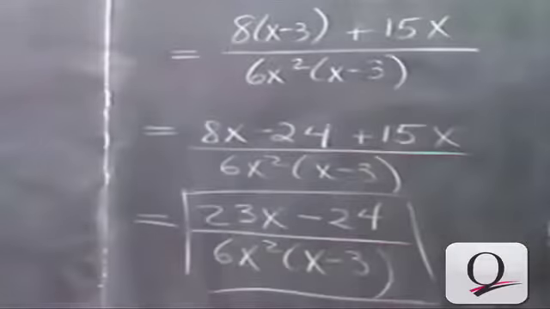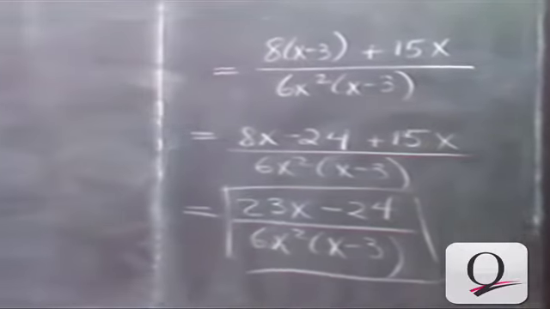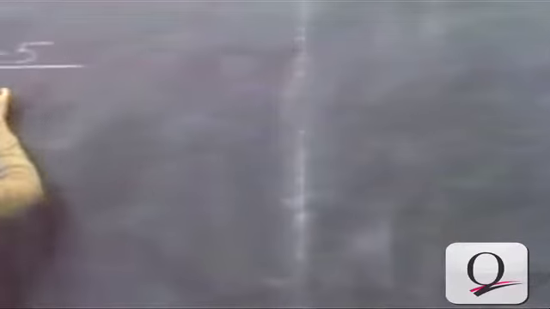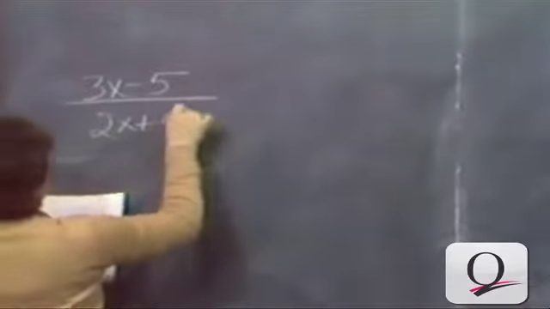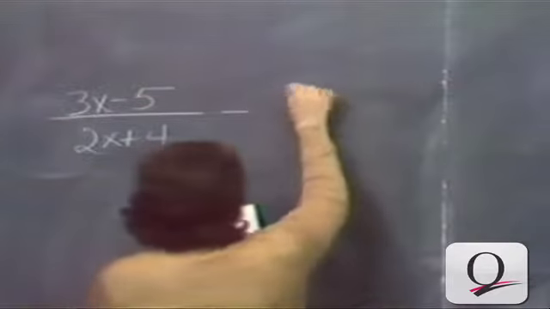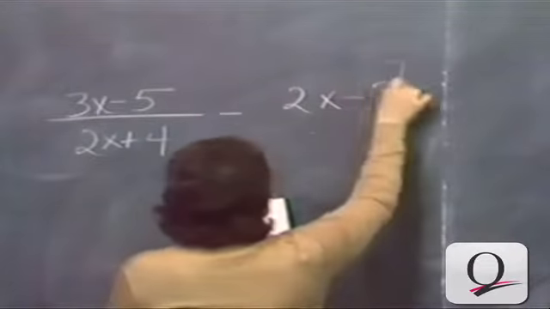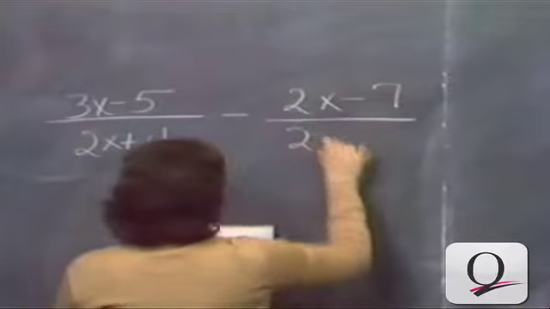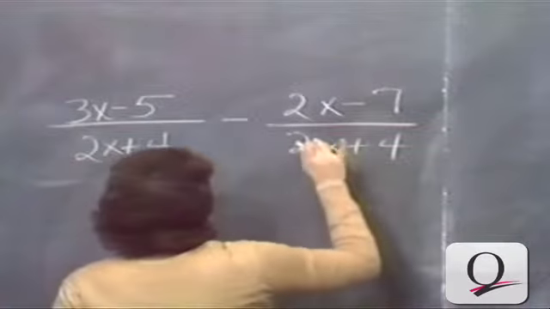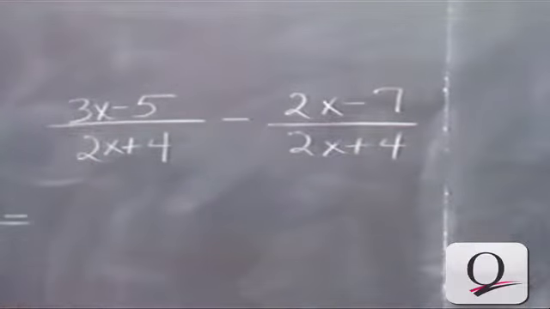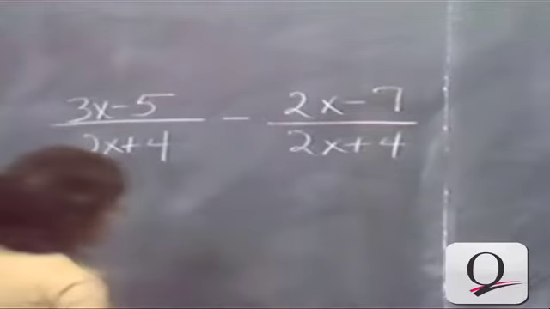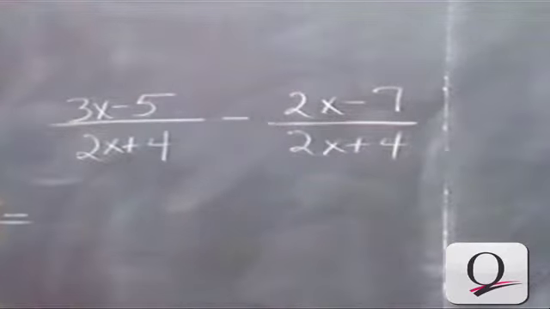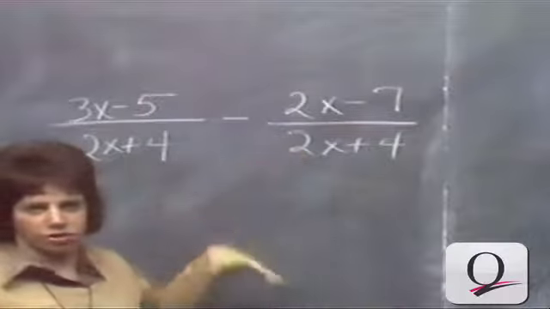Okay, before we do some more complicated examples like this, I just want to show you an example of two fractions that have the same denominator. But you still have to be careful. 2x minus 7 here over 2x plus 4. Okay, we want to subtract these fractions. They have the same denominator, so what we do is we combine the numerators over the denominator.